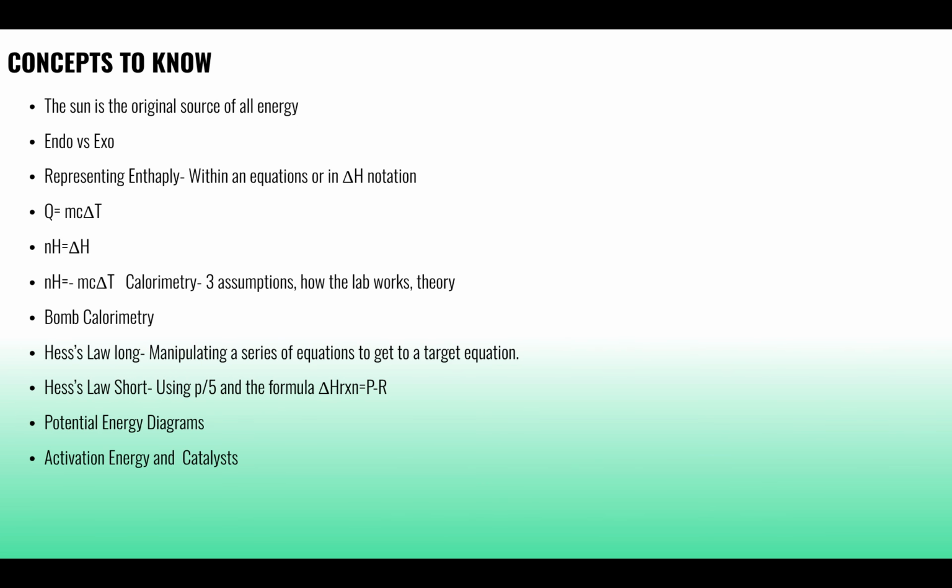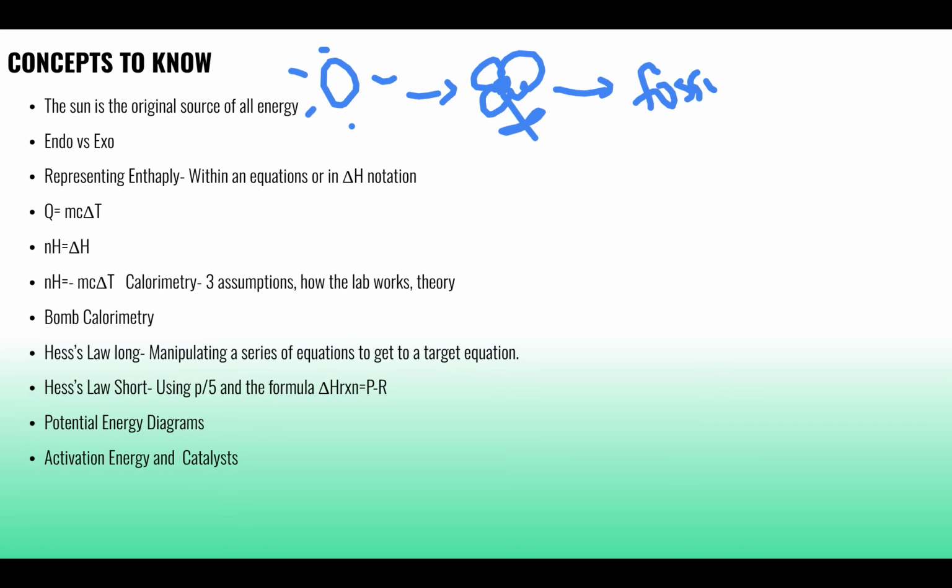Now, in terms of concepts, the first concept you've learned is that the original source of all energy comes from the sun. You also want to remember that you have the sun to start, and then you have photosynthesis. So let's just draw a little flower here. That's a flower. Then you have bacterial decay, so things die, and that's how you get fossil fuels.